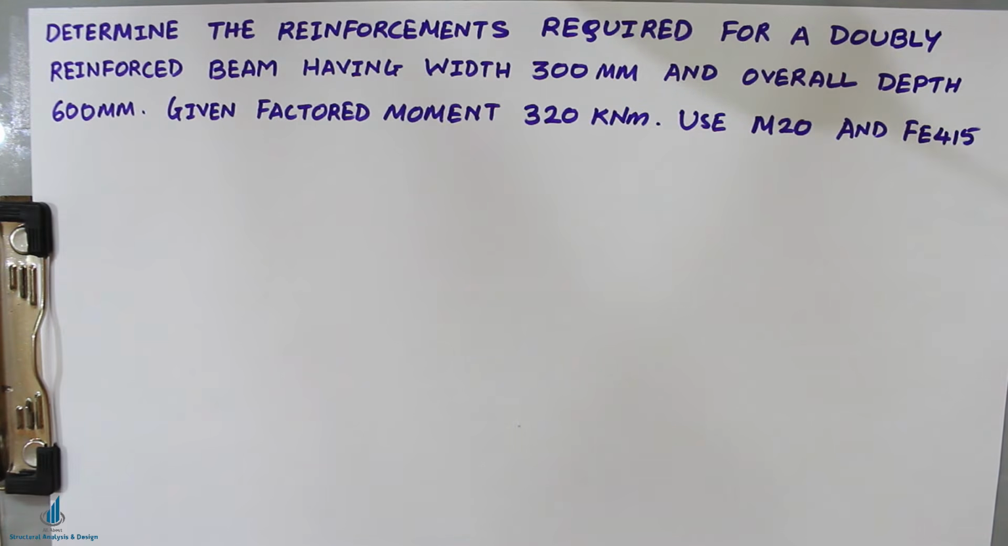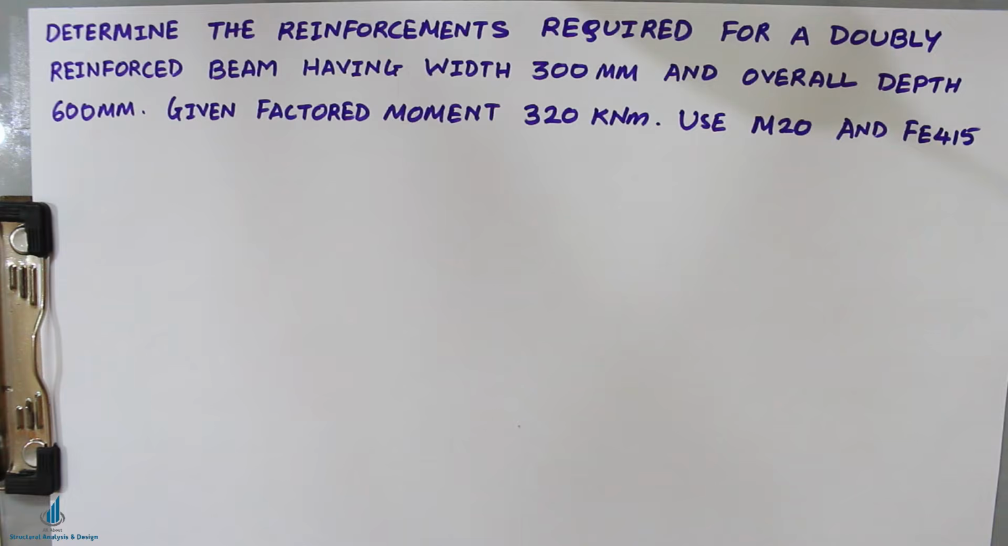So this video will be the second type of analysis of doubly reinforced beam. I have explained in my previous videos what is doubly reinforced beam, why we provide doubly reinforced beam, and also one analysis problem I had solved. So in this video we shall see the second type of analysis problem in doubly reinforced section, that is we have to calculate the reinforcements.